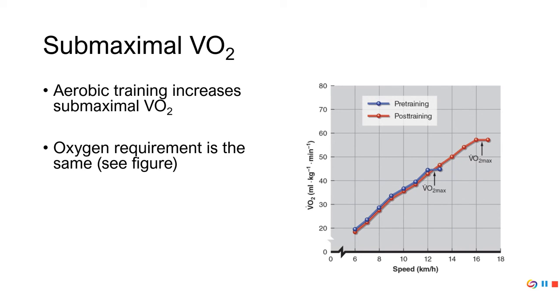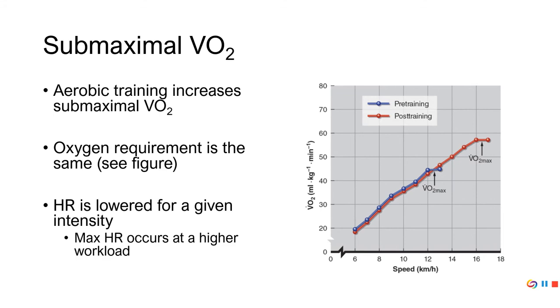The oxygen requirement's the same, but what's happening, and this kind of ties into that first bullet point, is that for a given intensity, your heart rate's actually lower. And this is good because that means it gives your heart the ability to work harder, or has a greater reserve before it reaches max. And so as a result, ultimately, max heart rate occurs at a higher workload, which means you can work at a higher intensity.